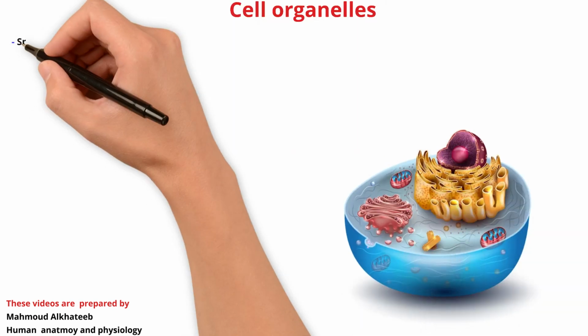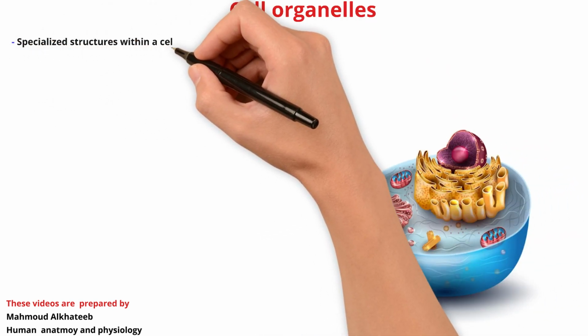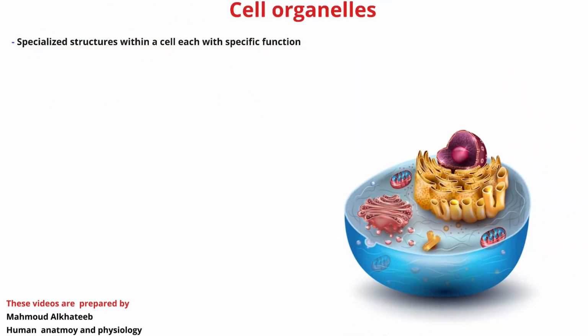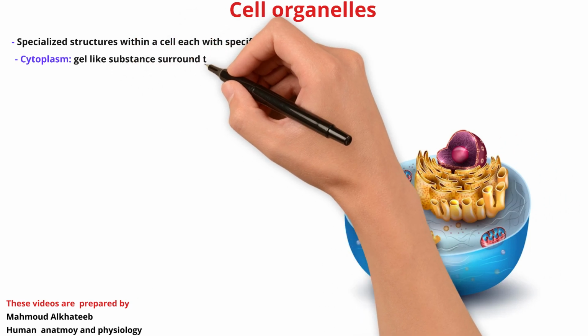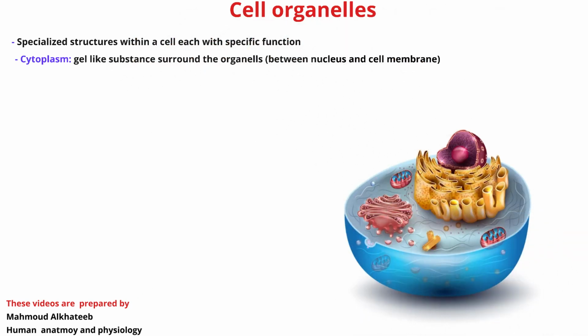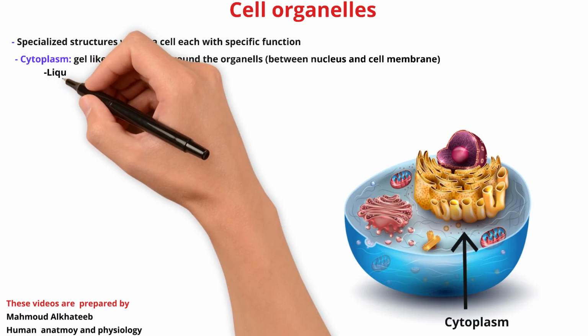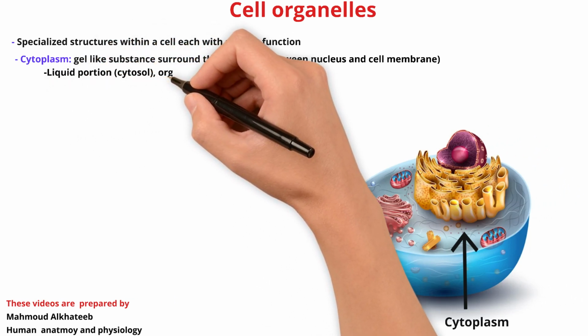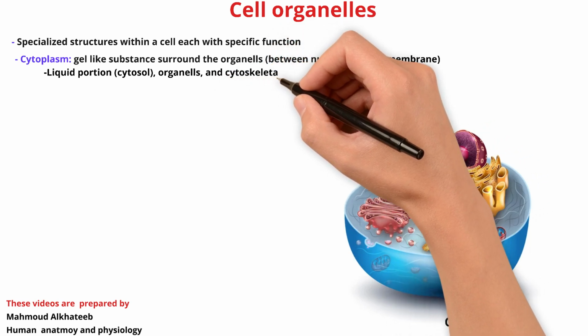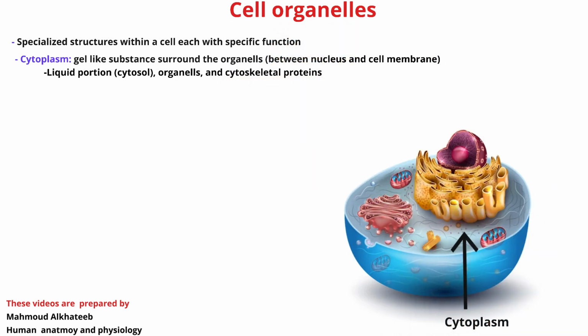Cell organelles are specialized structures within a cell, each with a unique role essential for the cell's survival and function. To understand these organelles, let's first look at the cytoplasm, which is the gel-like substance that fills the space between the cell membrane and the nucleus. The cytoplasm consists of a fluid portion containing dissolved substances called the cytosol, as well as various organelles, and a supportive network of cytoskeletal proteins that help maintain the cell's shape and facilitate movement.